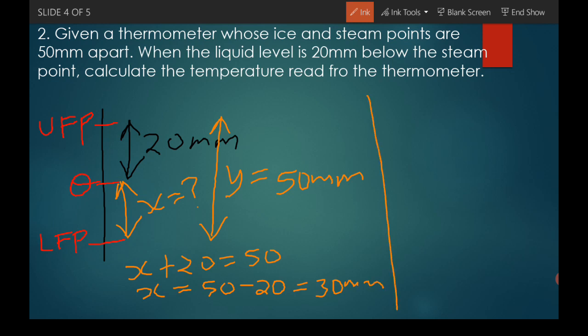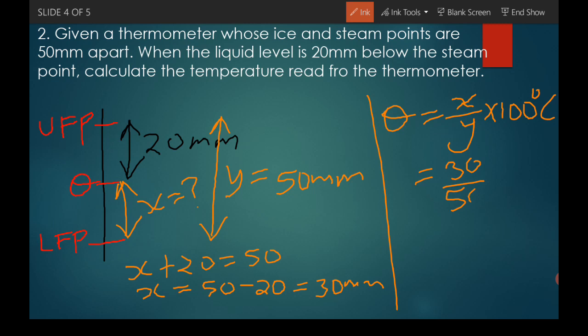So once you have got this, then you can say that our temperature theta is always calculated from x out of y times 100 degrees Celsius. Remember, the x must be from the lower fixed point to the liquid level. And our y between the lower fixed point and upper fixed point. So when you substitute, we shall have 30 divided by 50 times 100 degrees Celsius. When you compute that, we shall find that our answer is equal to 60 degrees Celsius. That is our number 2.